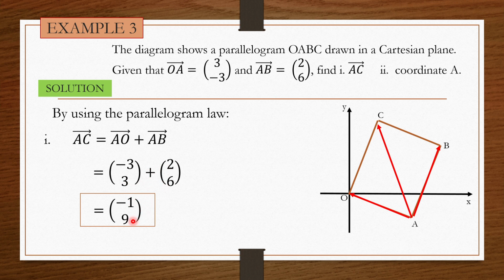Next question, you are asked to find the coordinate A. Now, since you have the position vector of A here, that is OA, then you can straight away write the answer for the second question, that is coordinate A. So coordinate A will be 3, negative 3.